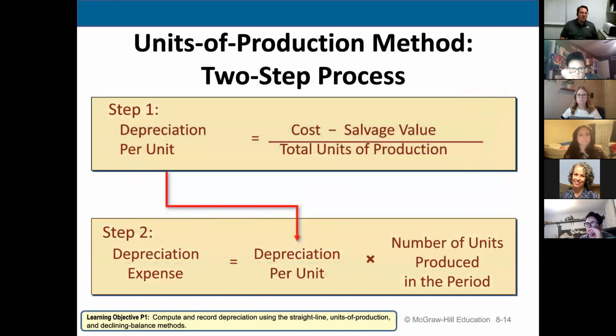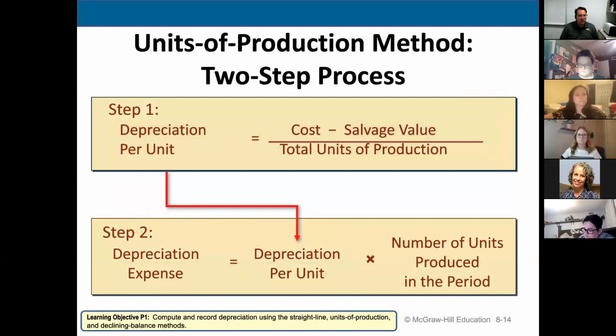All right, so the second depreciation method is something called the units of production method. And the units of production method is a 2-step process. The first step is we have to figure out what our depreciation per unit will be. So we do that by doing the cost minus the salvage value, and then we divide that by the total units of production. What we mean by units of production is that some assets, their useful life is better measured in some unit other than time, right?